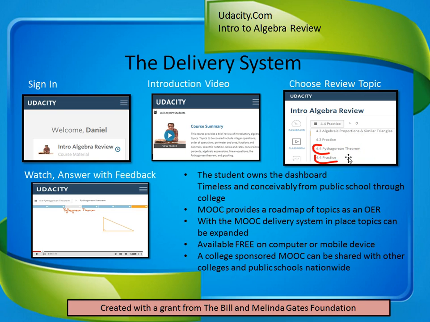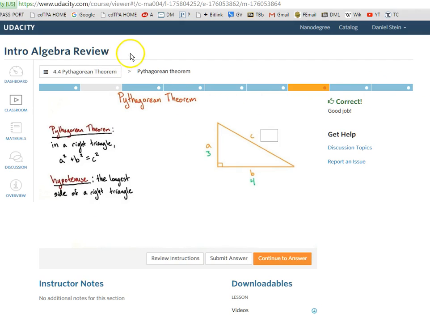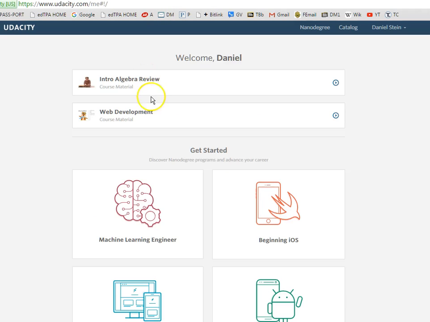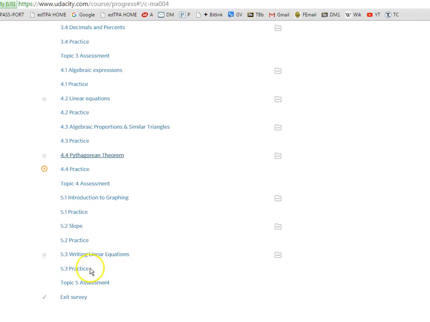And then there will be a record that the student has in a log on his dashboard that shows all of the lessons that he's learned. He's allowed to review them as well. So let's take a look as we watch, answer, and get feedback from the Pythagorean theorem. Well, I'm logged in already. This is Udacity. Let's take a look. Intro review. This is a list of topics, but we're going to be taking the Pythagorean theorem.